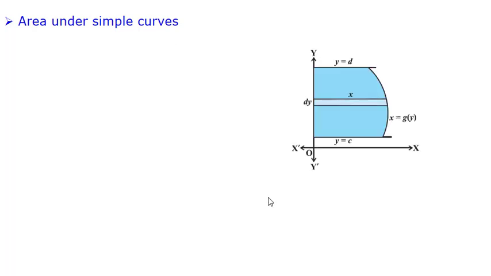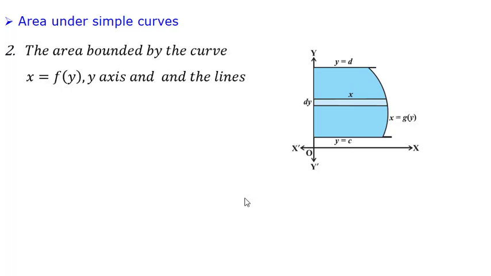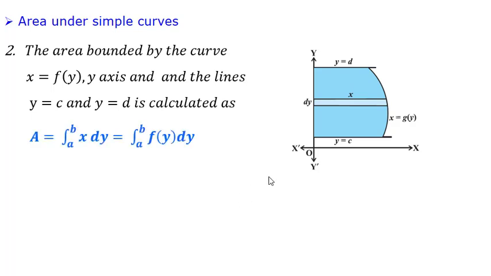Now let us discuss when the area is between the curve and the y-axis, with limits from y equal to c to y equal to d. In that case, by the same reasoning, the area is the integration of x dy, with limits from c to d. So y varies from c to d; make a correction here that y is varying from c to d. We can replace x with f(y), into dy.